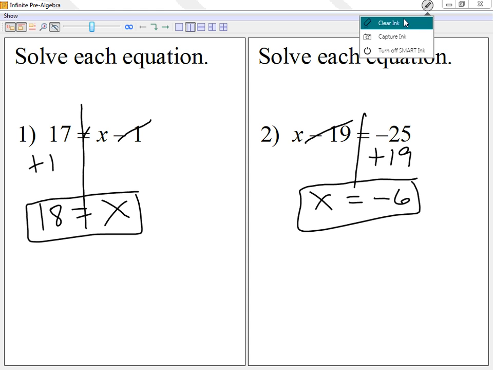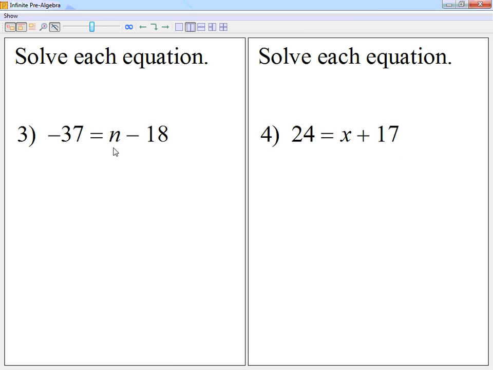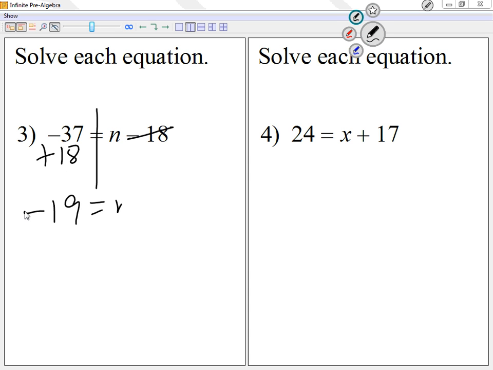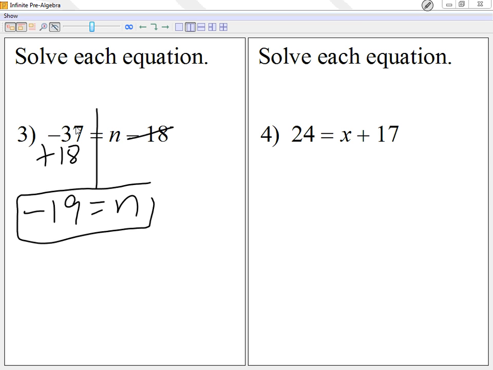Let's take a look at number 3. Remember, separate through the equal sign. I want the n by itself, so the -18, I'm going to move to the other side as a +18. I switch the sign. -37 + 18, the signs are different, so subtract the numbers and keep the sign of the larger one. In this case, -19 is equal to n. Once again, subtract the numbers, keep the sign of the larger one because the signs are different.